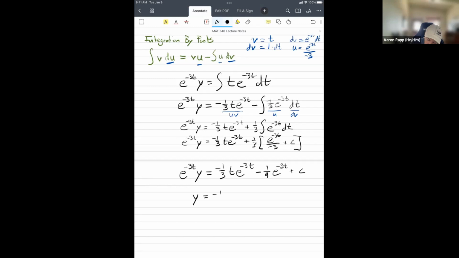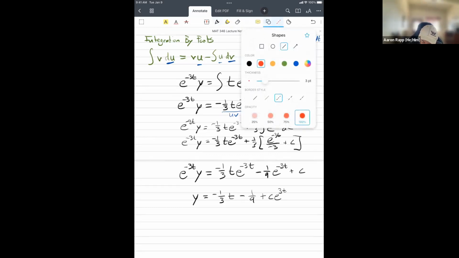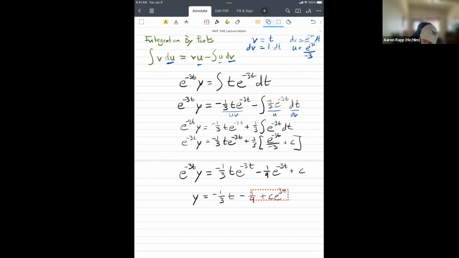Giving me negative 1/3 t minus 1/9 plus c times e to the 3t. And this right here is my solution. The function that satisfies that differential equation is negative 1/3 t minus 1/9 plus some constant times e to the 3t.